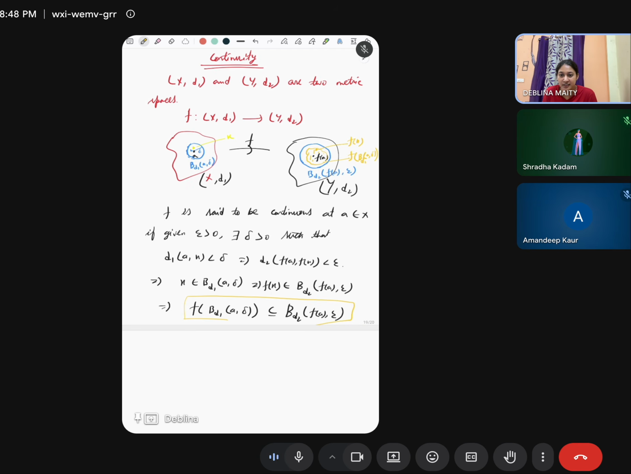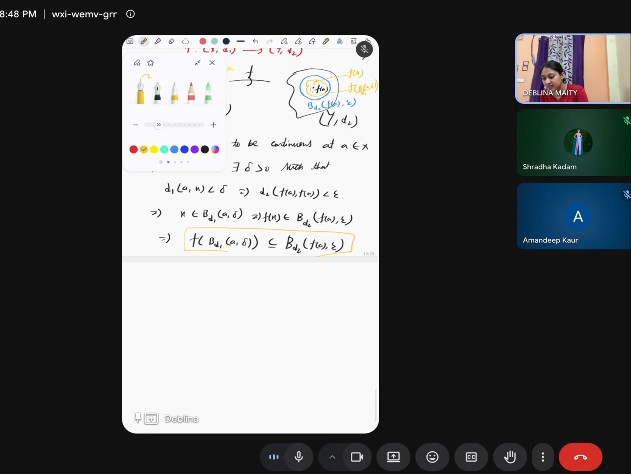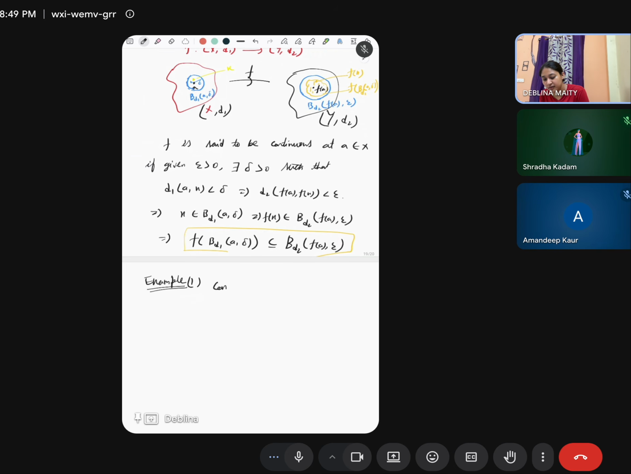So first epsilon is given and we have to find the delta which satisfies this condition. Then we'll say that f is continuous at the point a. Now if f is continuous on the whole set A, then we'll say that f is continuous on the set A. For examples, the trivial example is the constant mapping. Example 1 is the constant map: f(x) is a for all x belonging to X. So it is constant, so it will be continuous.